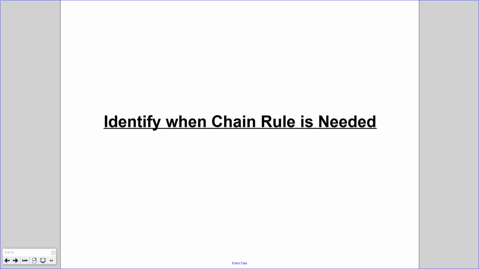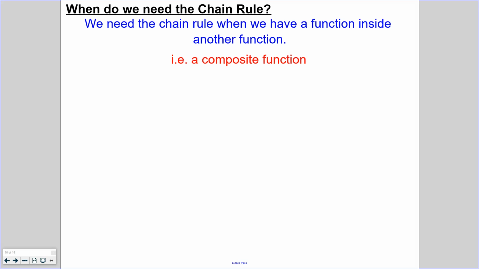So next up, we're going to be talking about identifying when the chain rule is needed. And this is probably the most difficult part of the chain rule, trying to figure out when we have a composite function and what the inside versus the outside of that composite function will be. So, when do we need the chain rule? Well, we need the chain rule when we have a function inside of another function, i.e. a composite function. Tony Stark inside of Iron Man. Composite.